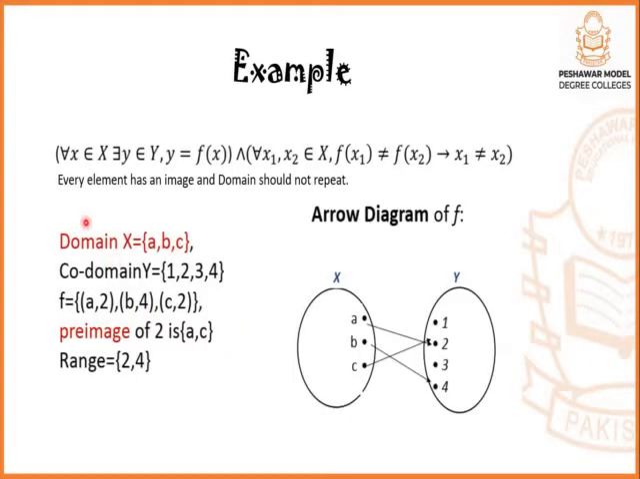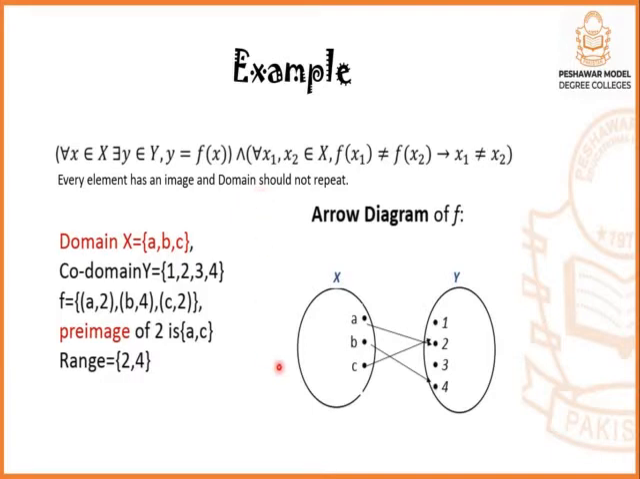Now here is the mathematical definition of a function. For all x belongs to X, there exists y belongs to Y such that y is equal to f of x. It means that every element has an image, or we can say that every pre-image has an image. And for all x1, x2 belong to X, f of x1 is not equal to f of x2 implies that x1 is not equal to x2. This shows that domain should not repeat. If domain repeats, this will not be a function.